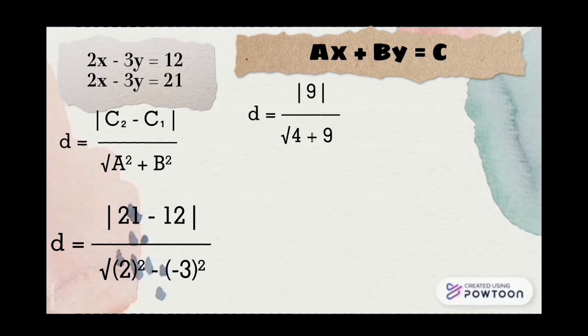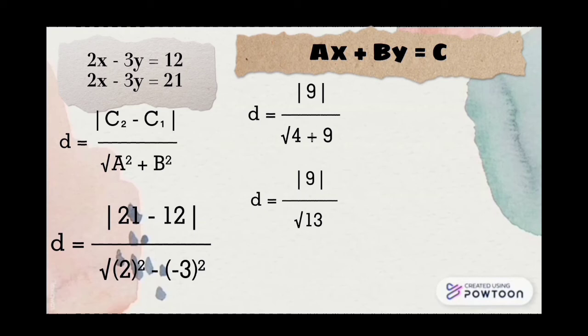So 21 minus 12 is equal to 9, all over the square root of 2 squared, which is 4, plus the square root of negative 3 squared, which is 9. So the absolute value of 9 is 9. And then 4 plus 9 is equal to 13.